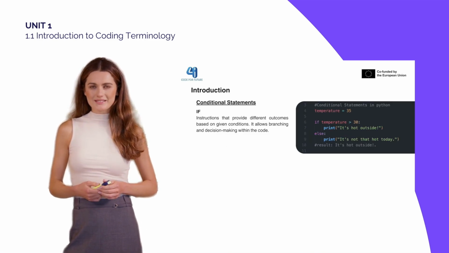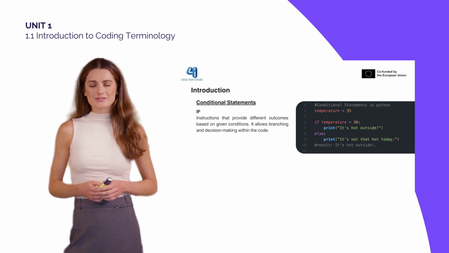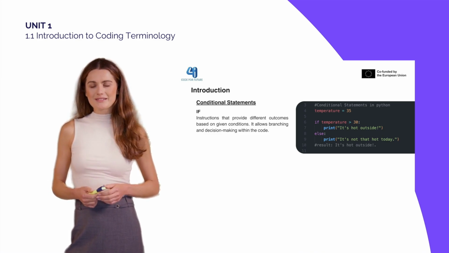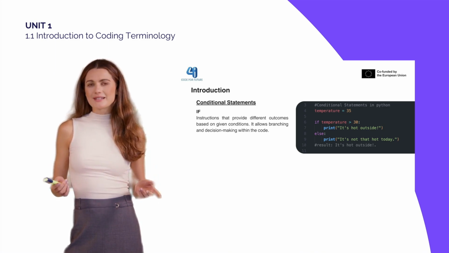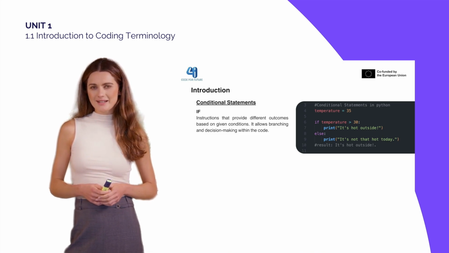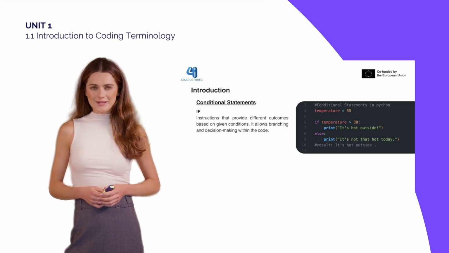All right, this is another important thing in programming: conditional statements. They help the program make decisions based on certain conditions. The if statement checks if a condition is true and then executes a block of code accordingly. For example, in this Python code, if the temperature is greater than 30, the program prints, "It's hot outside." Otherwise, it prints, "It's not that hot today." This allows our code to respond differently depending on the situation. Conditional statements are useful for creating interactive programs like checking login details, processing user input, or controlling game logic.